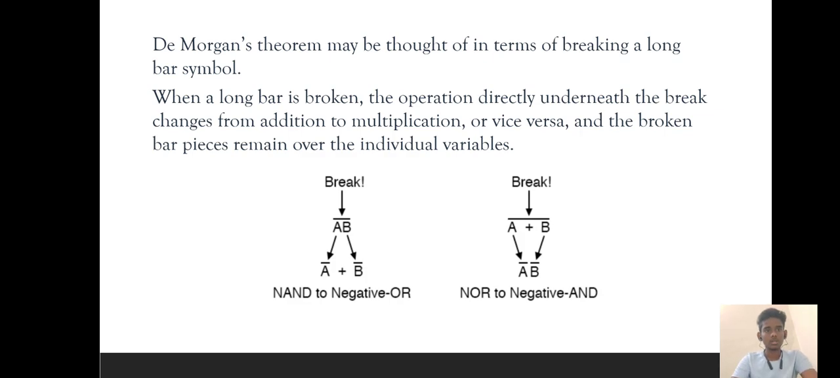De Morgan's theorem may be thought of in terms of breaking a long bar symbol. When a long bar is broken, the operation directly underneath the break changes from addition to multiplication or vice versa, and the broken bar pieces remain over the individual variables.